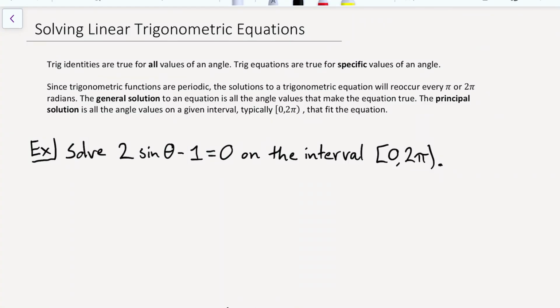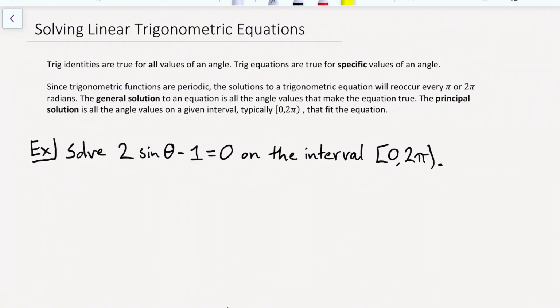In this video, I would like to use what we know about trigonometry to solve trigonometric equations. We'll start with linear equations and we'll build up from there in the next couple of videos. First, I want to highlight a difference between an identity and an equation.